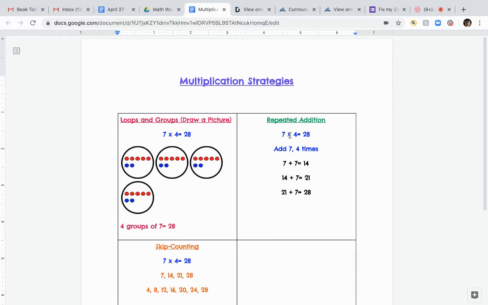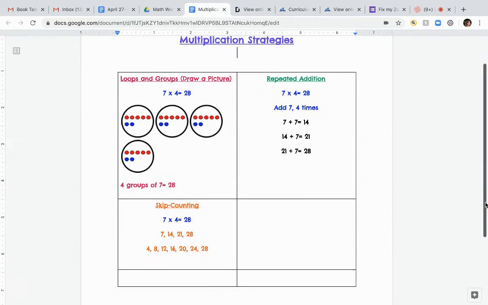So 7 times 4, I would have to add 7 4 times. So 7 plus 7 is 14, and I've used 2 of my 4 sevens. 14 plus 7 is 21. Now I've used 3 of my sevens. And 21 plus 7 is 28. I've used all 4 of my sevens, so I know my answer is 28.